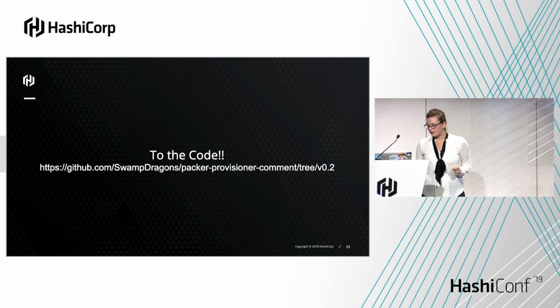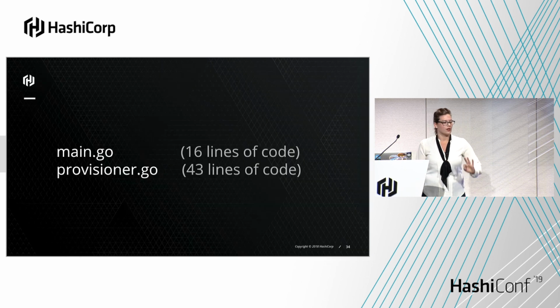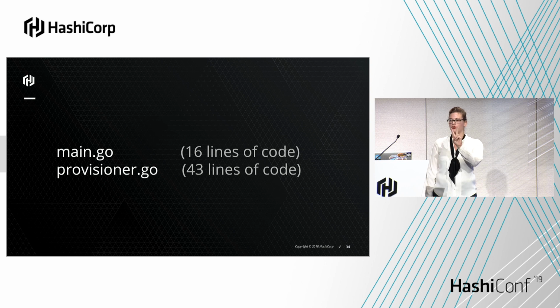So we're gonna look at the code itself. Before we do, I just wanna let you know, do not panic. There are 2 Go files in my entire repo. There's main.go and there's provisioner.go. All together, they are 60 lines of code, and probably at least a quarter of that is copy-pasted. So we're gonna dig into it. Do not panic.